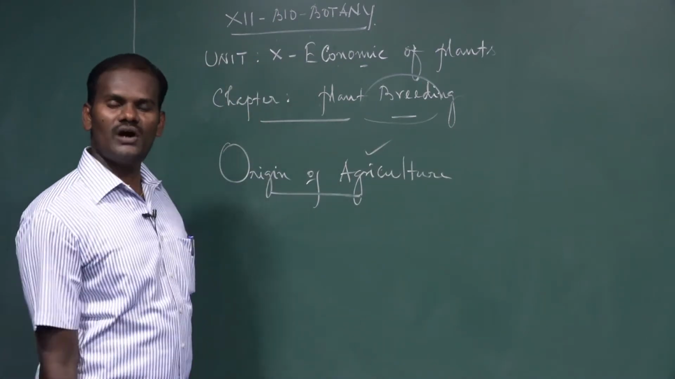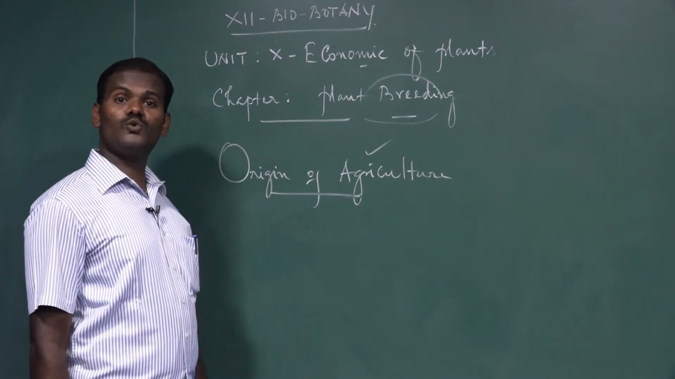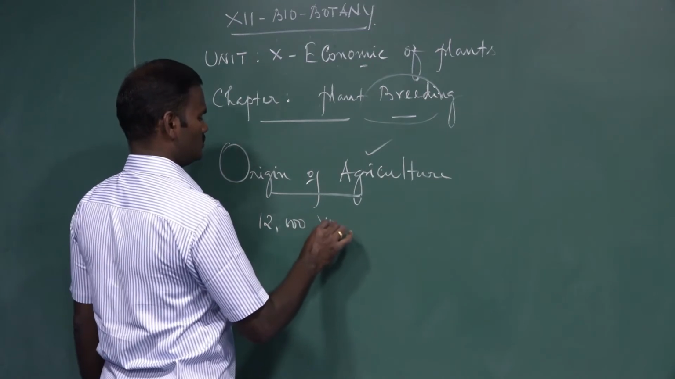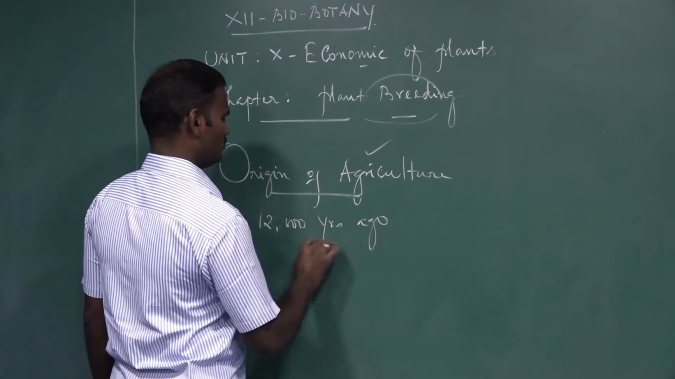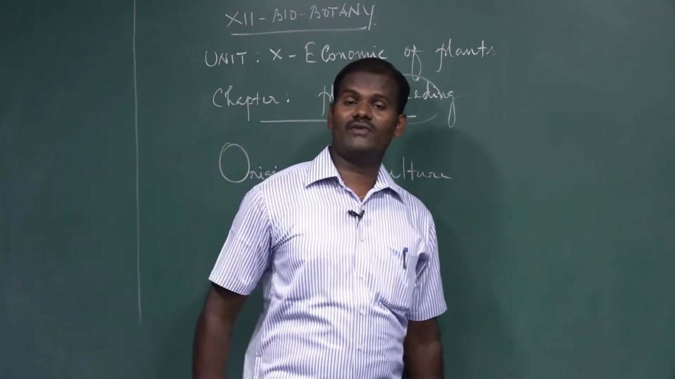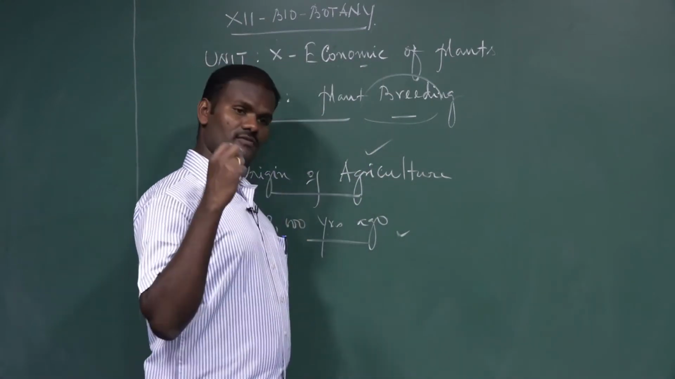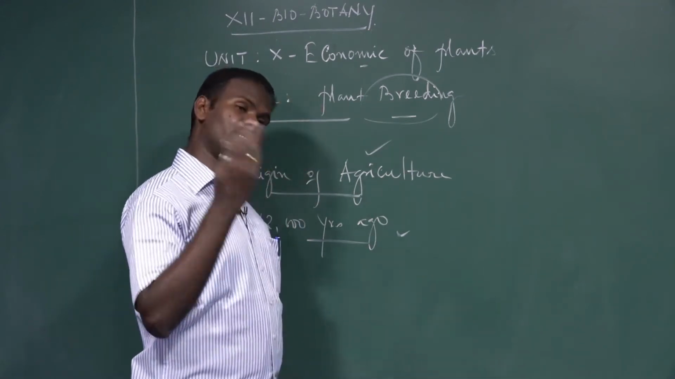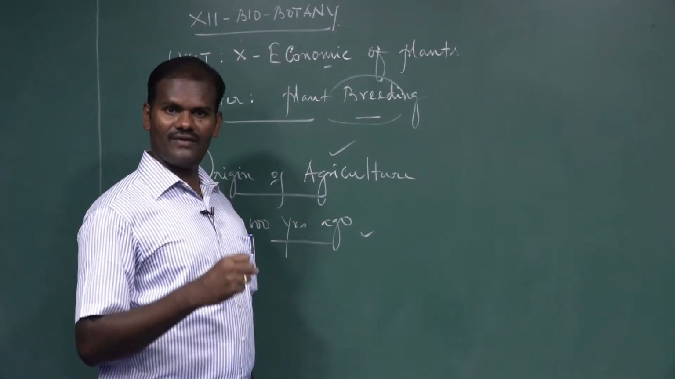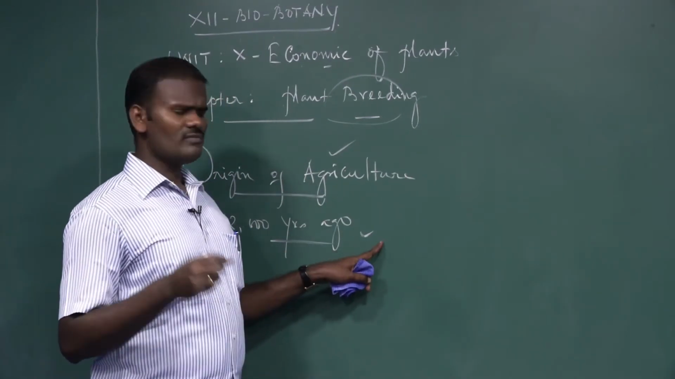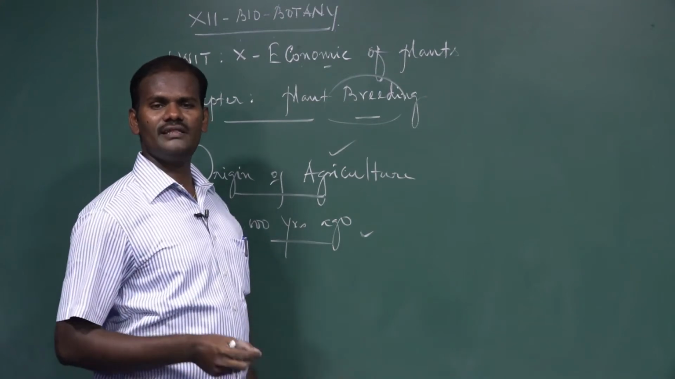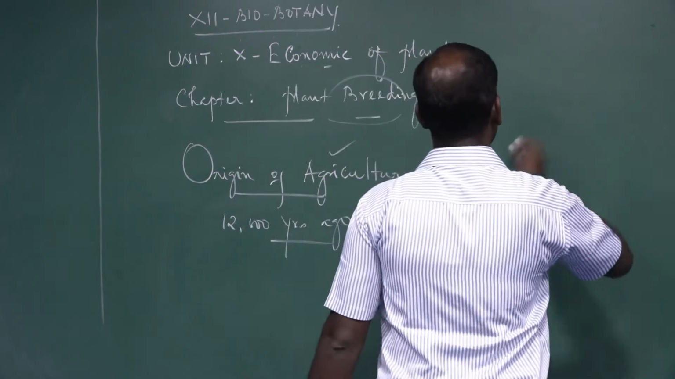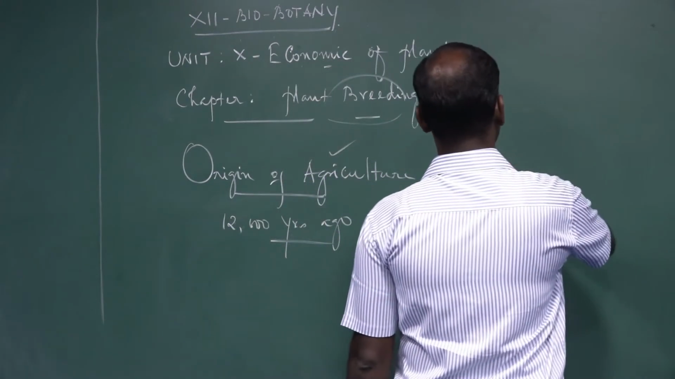Where did agriculture originate? Approximately 12,000 years ago. There is archaeological evidence also. Agriculture was found in the fertile crescent regions. It is nothing but half moon-shaped regions.